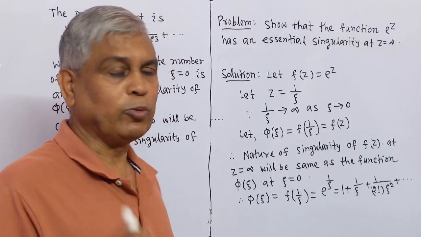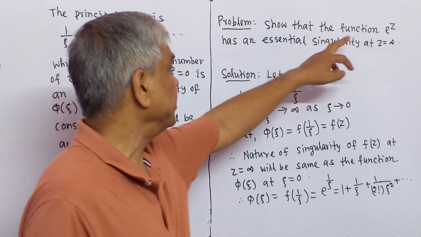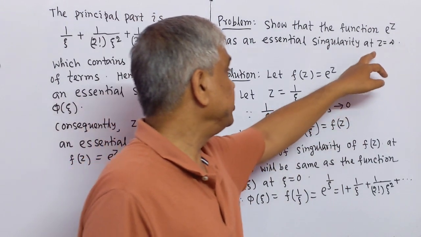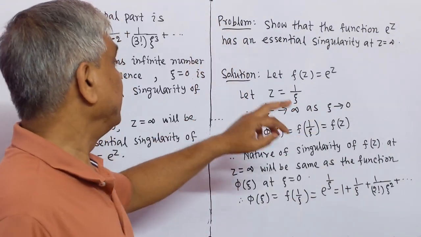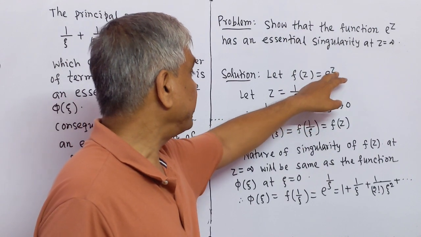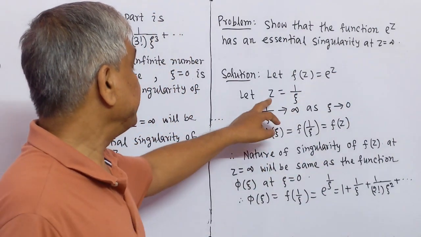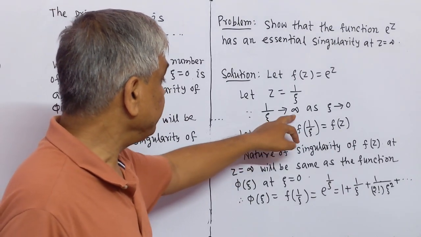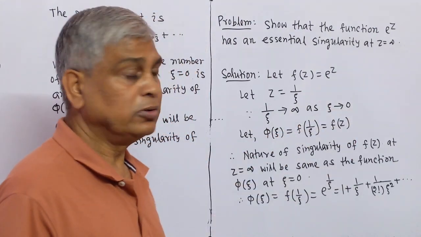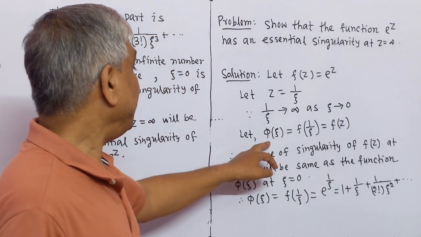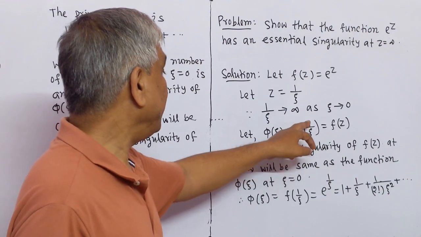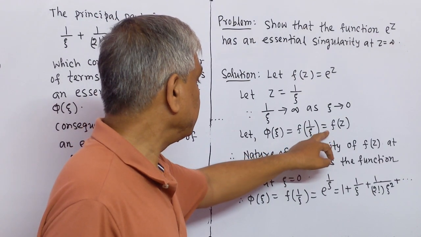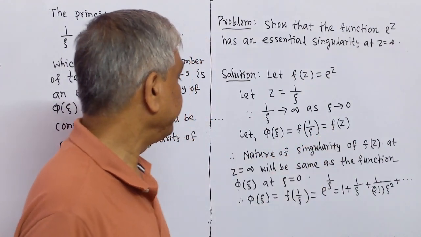Now we solve a problem. The problem is to show that the function e^z has an essential singularity at z equal to infinity. Solution. Let f(z) = e^z. Now let z equal to 1/ξ. Since 1/ξ tends to infinity as ξ tends to 0, let φ(ξ) = f(1/ξ). Here 1/ξ equal to z, that is, this equals f(z).